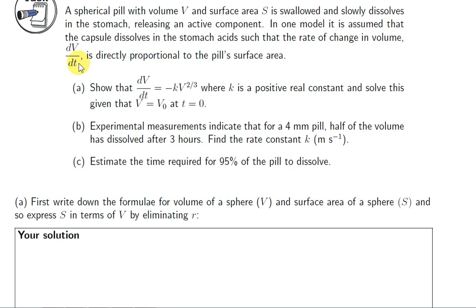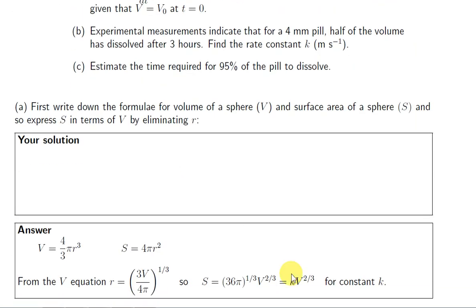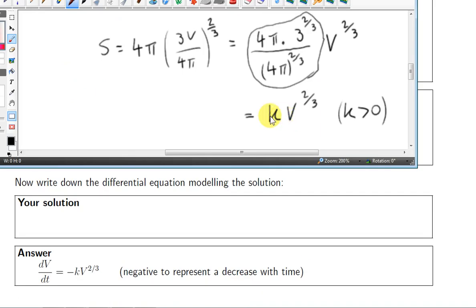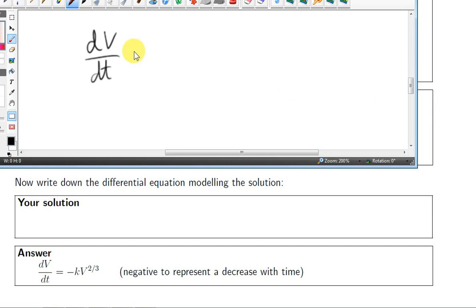Now we're given that dV/dt is directly proportional to the surface area, which is given by k V to the power of 2/3. Now it's important to realize that k is a positive constant. This number is positive. dV/dt is negative because the volume of the pill is decreasing. See, dt is always a positive quantity. That's the change in the time, a later time minus an earlier time, if you like, over an infinitely small interval of time. Since time is always increasing, a later time minus an earlier time has to be positive.